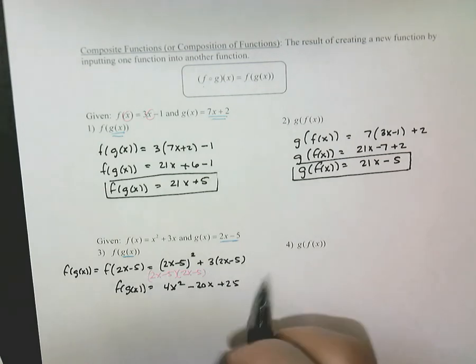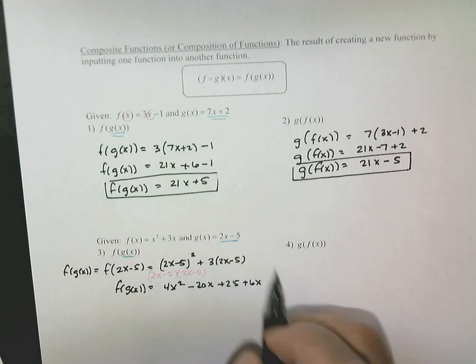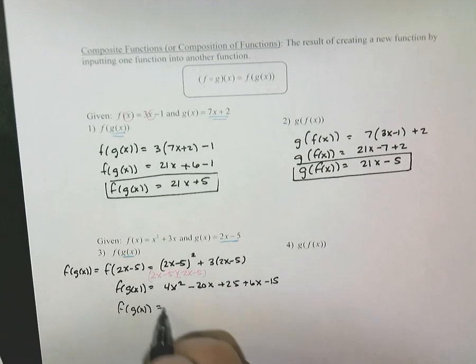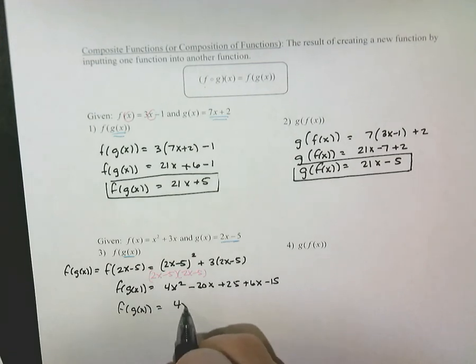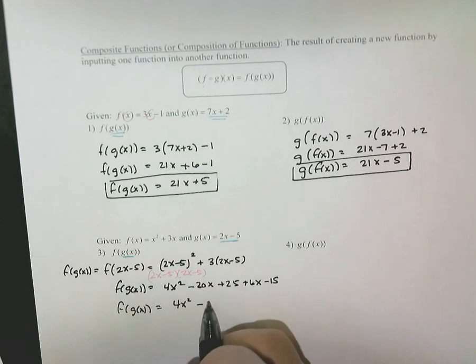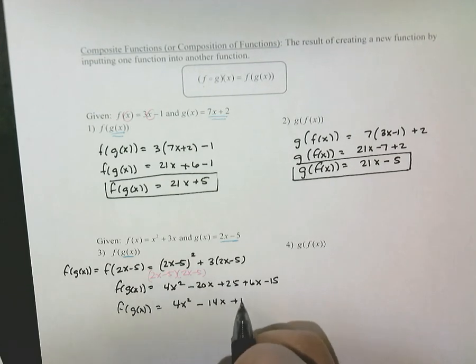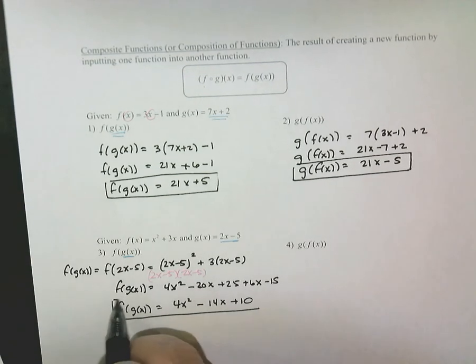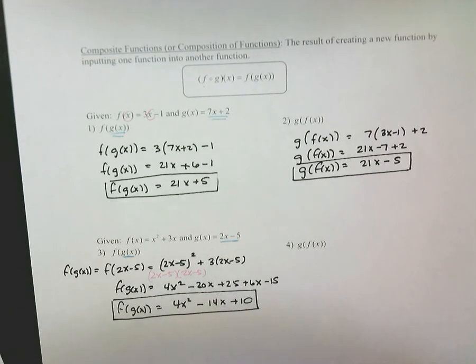Then distribute the 3, so I get plus 6x minus 15. So f of g of x is going to equal 4x squared minus 14x plus 10. You could factor that if you want. I don't find any reason to. We're not doing anything with it, so I'm just going to leave it like that.